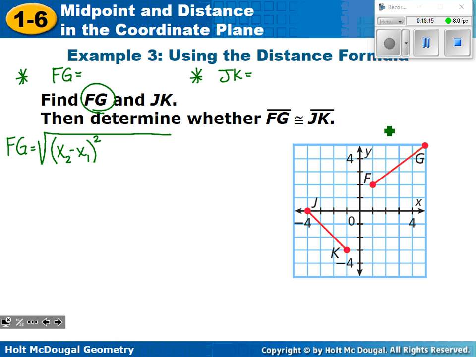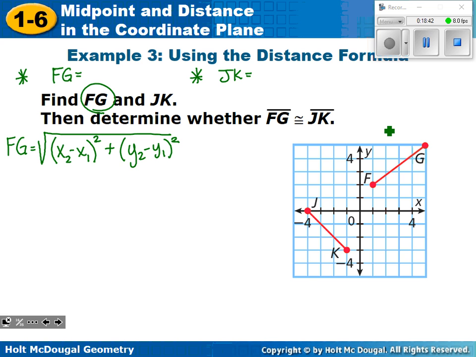So if I did 5 minus 1, I would get 4. But if I do 1 minus 5, I'm going to get negative 4. And normally it would matter which way you subtract. But when you square a 4 or square a negative 4, it's going to become a positive, right? So the order's really not going to matter. But the formula is typically x2 minus x1 squared plus y2 minus y1 squared, and the square root goes over all of it.